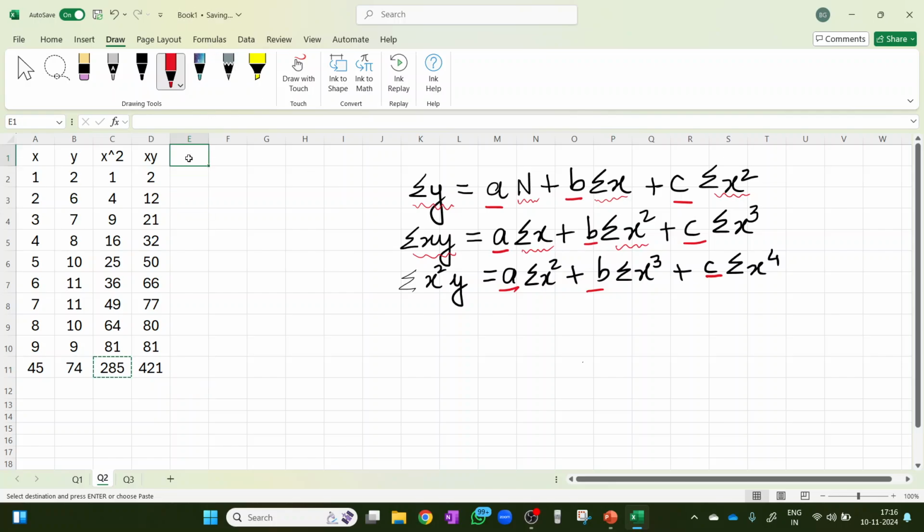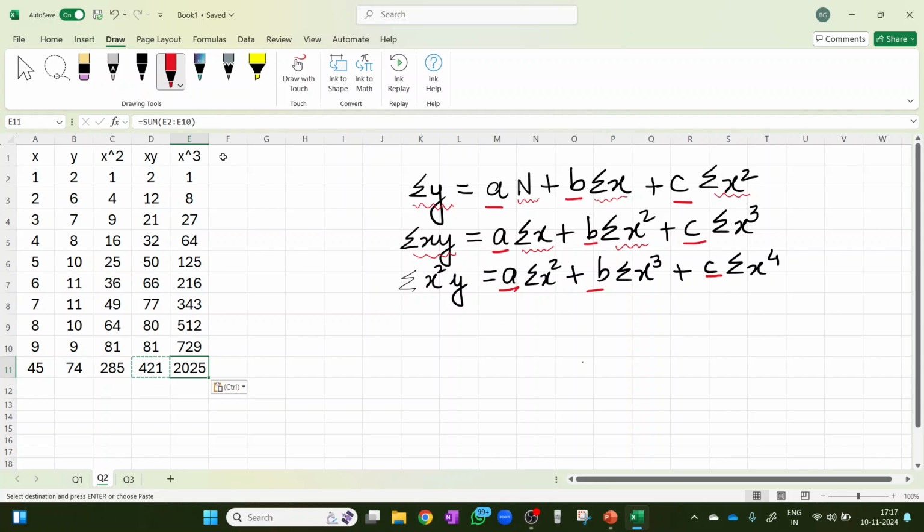We now require x cube, so that's going to be x raised to 3. So I'll be multiplying x 3 times. You could directly take the cube. And I'm going to do it for the entire 9 observations of x. And again, I'll be doing the total of these values. So that's your x cube.